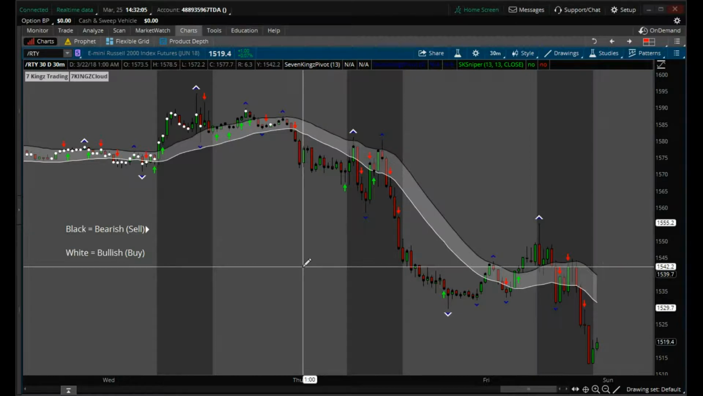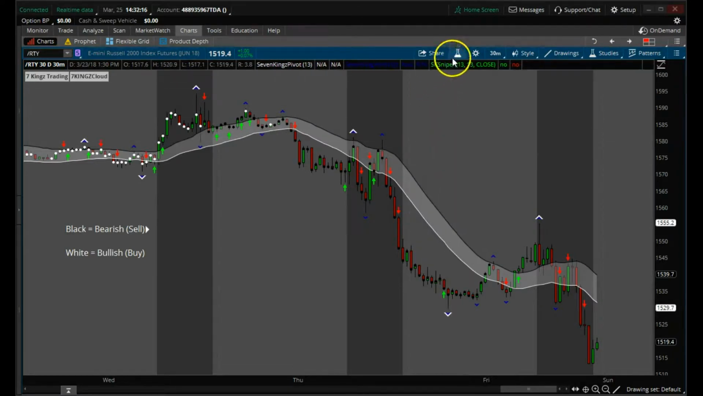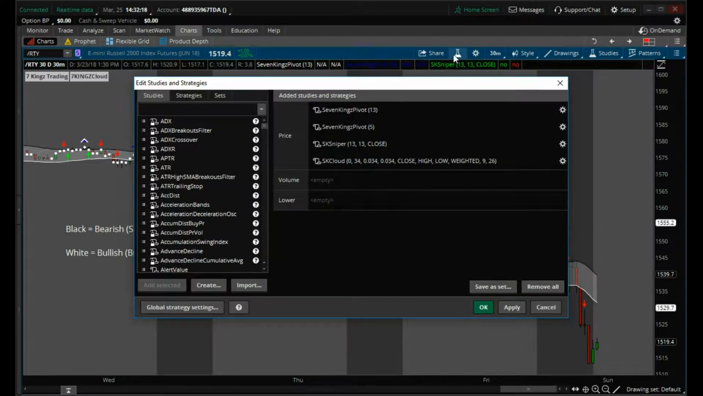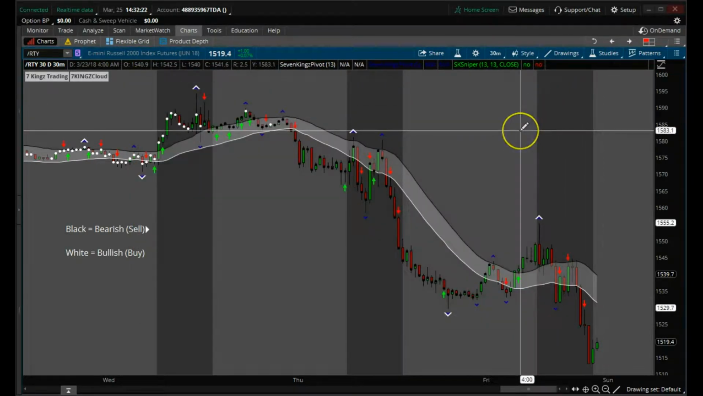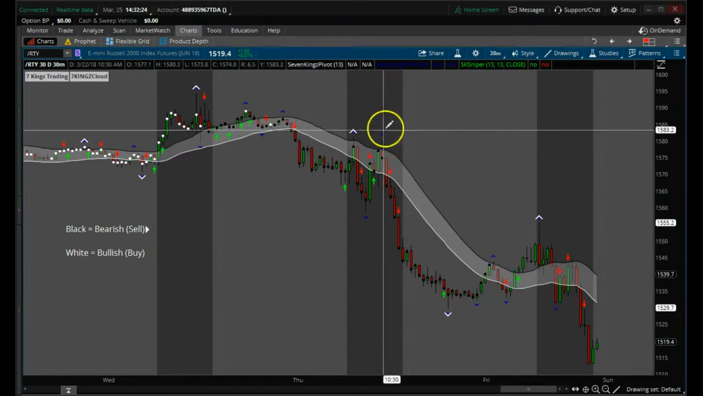This is going to be a quick video going over our Seven Kings Cloud trading system, showing you each element in detail, and then going over the rules as far as what we're looking for to actually get into a trade. To get started, we're going to start with our pivots first. We have a 13 period pivot and a 5 period pivot.